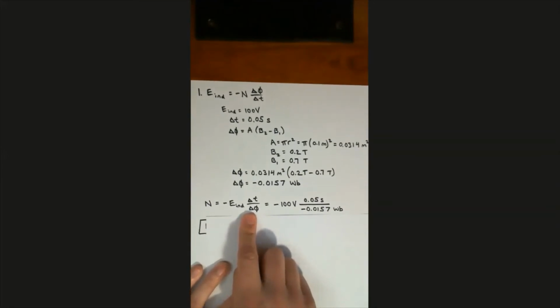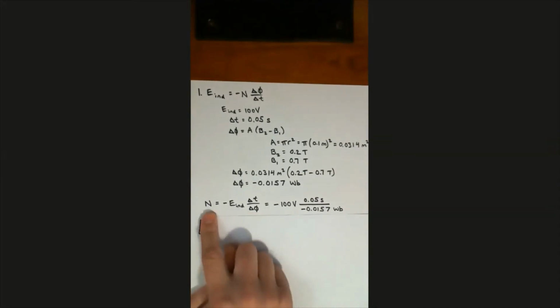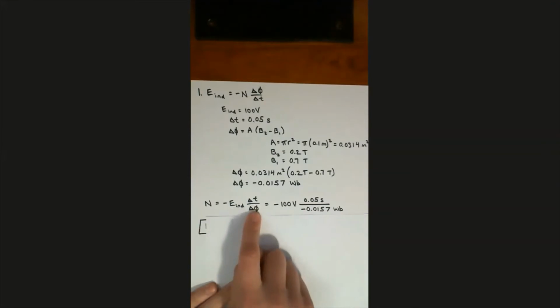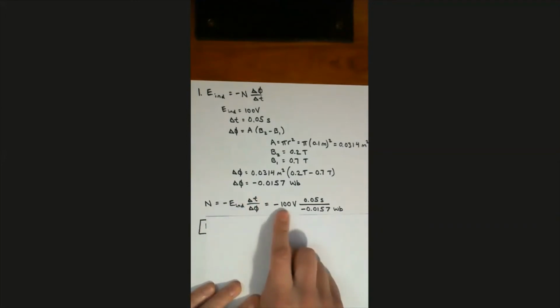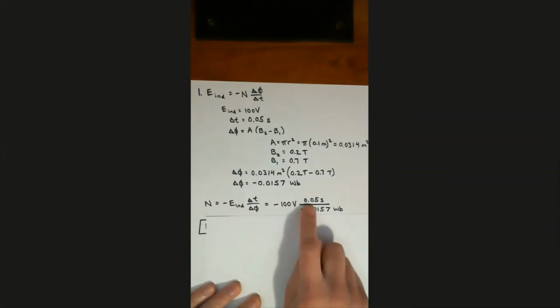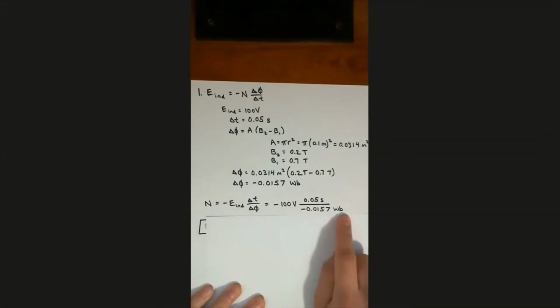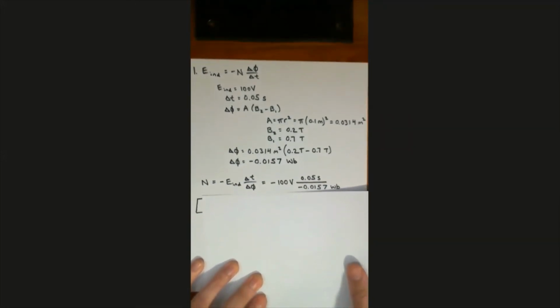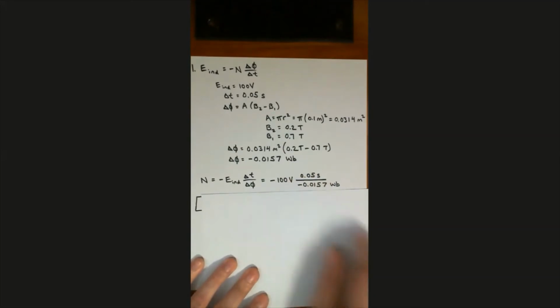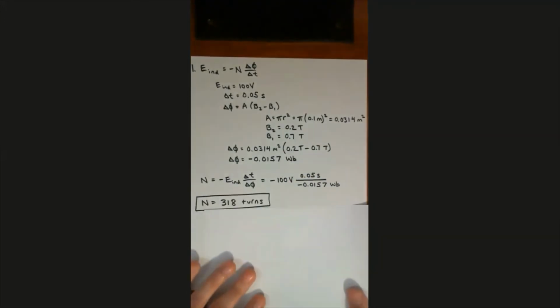Now, I have the number of turns in the armature is equal to negative E induced times delta t divided by the change in magnetic flux. And I know all of these things now. So I plug them in, and I get negative 100 volts times 0.05 seconds divided by negative 0.0157 Webers. Keep all those negative signs, don't lose those negative signs. And when I plug that into my calculator, I get about 318 turns.